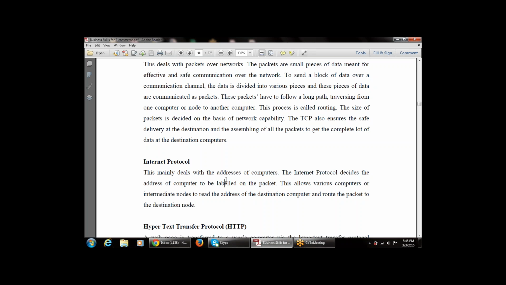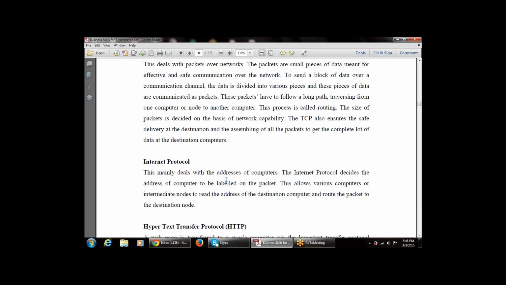This also allows various computers or intermediate nodes to read the address of the destination computer and route the packet to the destination node, that is, route the packet from the source to the destination. So this is the role of the IP, to insert the address into the packet.